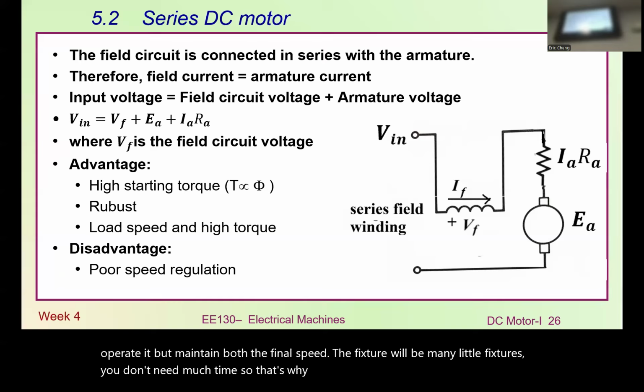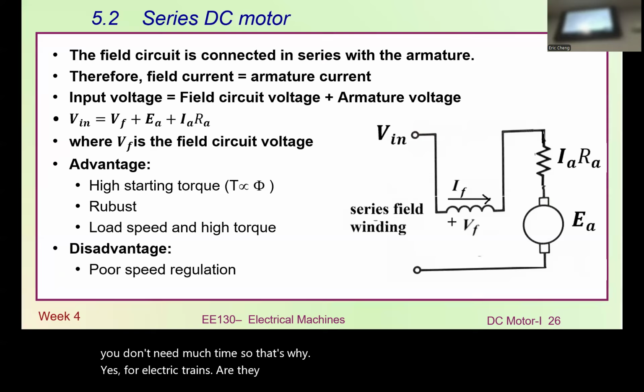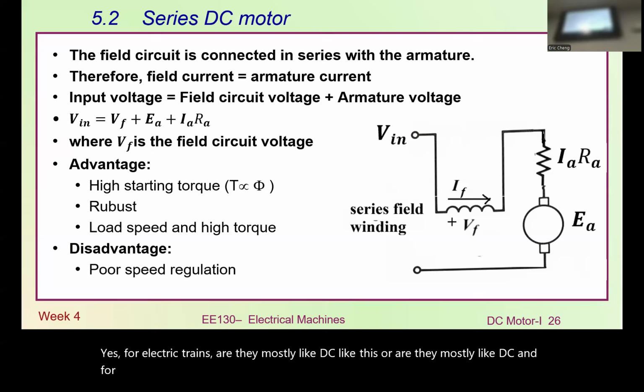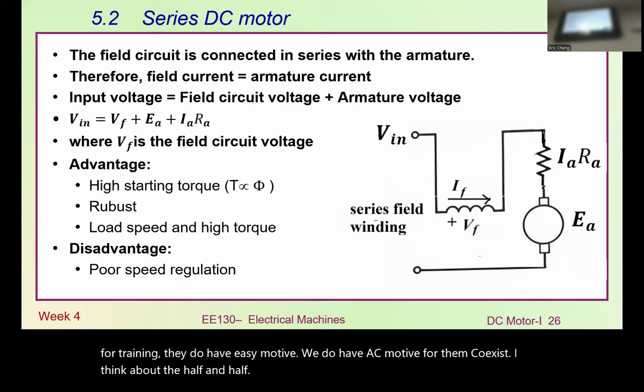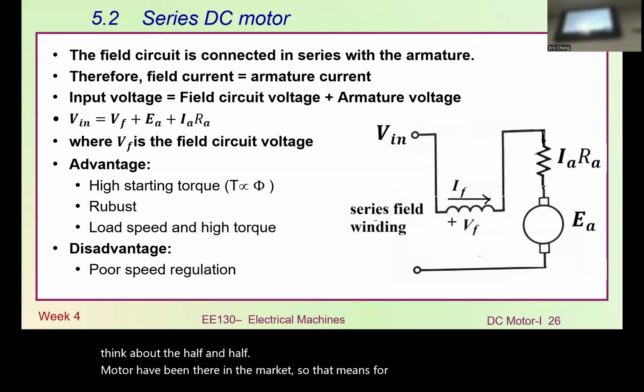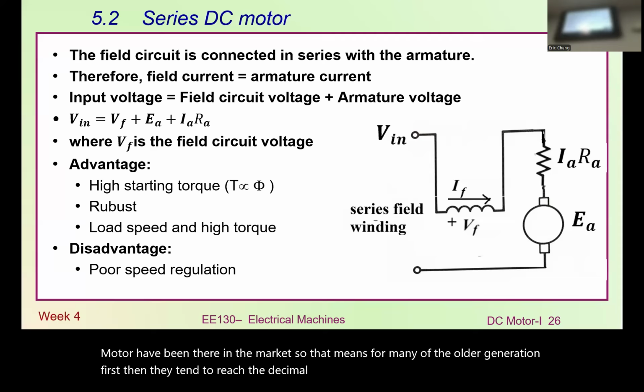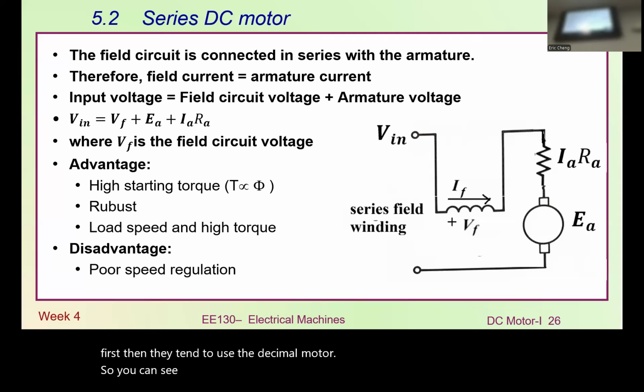Yes? For electric trains, are they mostly DC like this? For trains, we do have DC motors and we do have AC motors, and both of them coexist. I think not exactly half and half, but we do have a lot of DC motors. Why is that? The DC motor is the more conventional motor that has been in the market for a long time, so many of the older generation tend to use the DC motor. You can see that many trains use DC voltage, 750 volts. So that's also quite common.